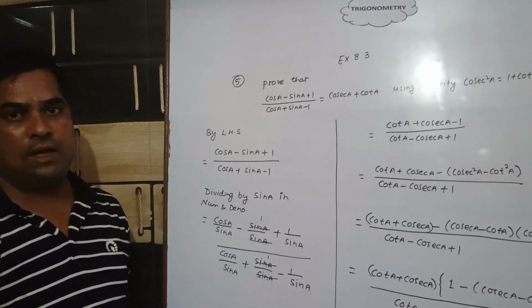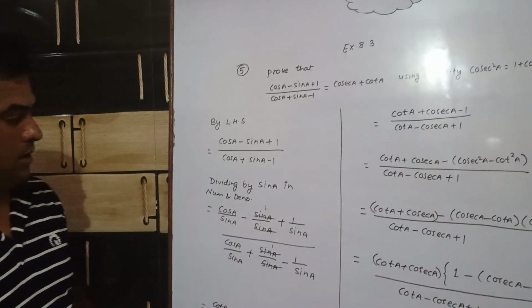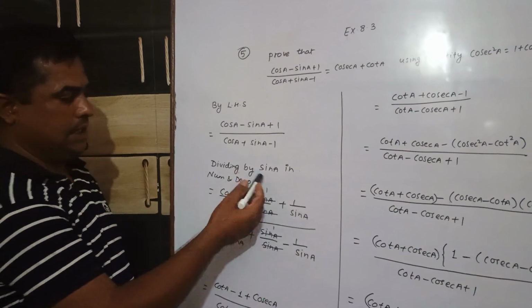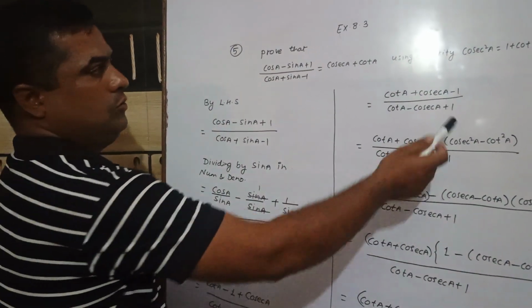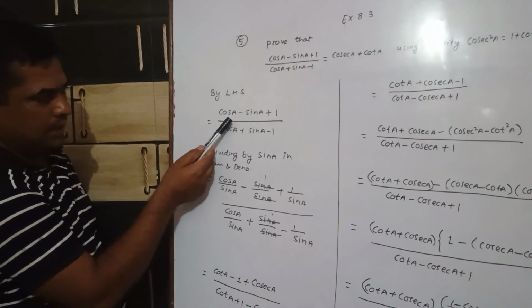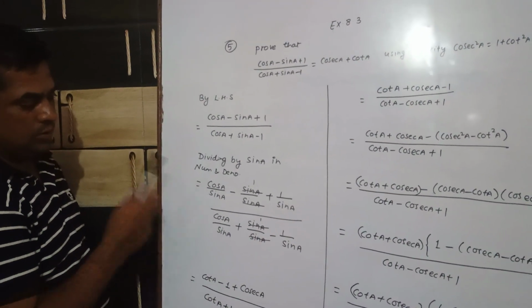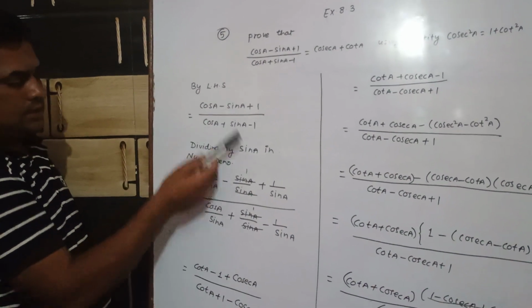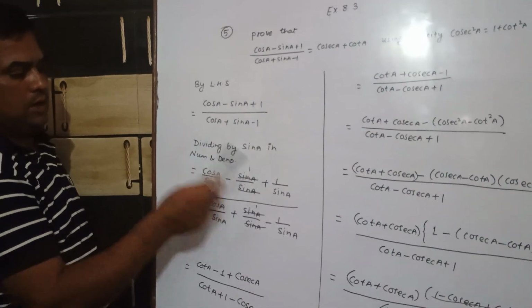Dividing by sin A in numerator and denominator. Why are we dividing by sin A in the numerator and denominator? Because we have to convert this cos in terms of cot. We are dividing by sin A. So we can write here cos upon sin minus sin upon sin plus 1 upon sin.